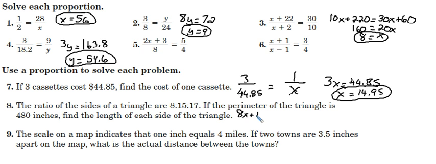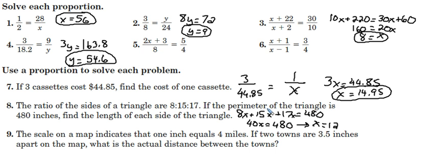8x plus 15x plus 17x equals 480. That x is an unknown scale factor. Solving this for x, we'll have 40x equals 480. And then we solve that for x, divide by 40 on both sides. X comes out to be 12. That's not the answer we're looking for. It is simply the scale factor.